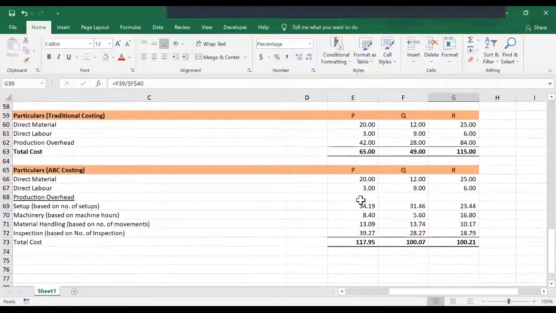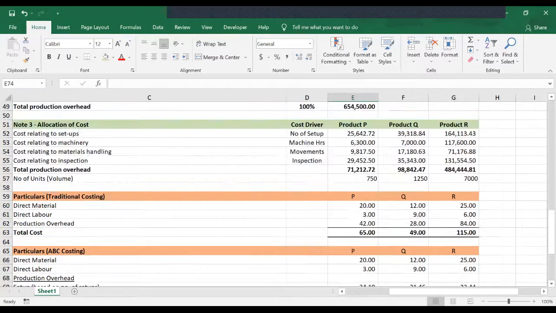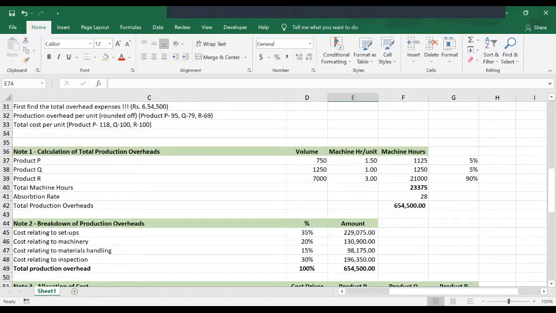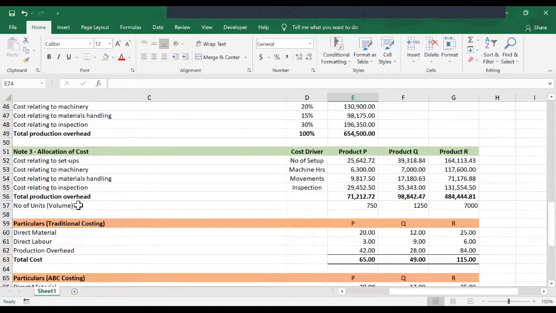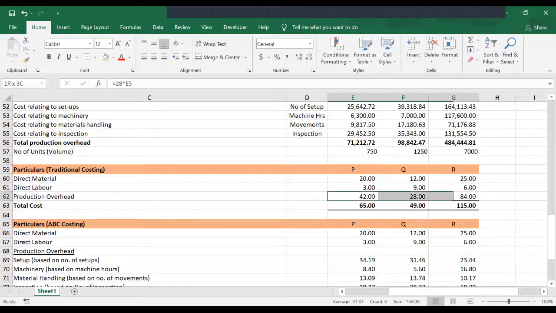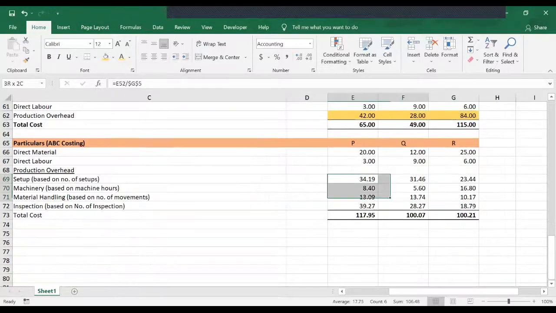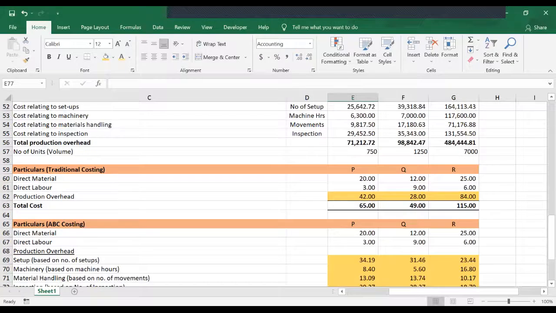Whereas if you see the calculation here, it's not that skewed. You can figure out on your own why traditional costing and ABC costing create a difference. The main difference is here, this part and this total is the reason for the difference, and you can check the individual components to find out.